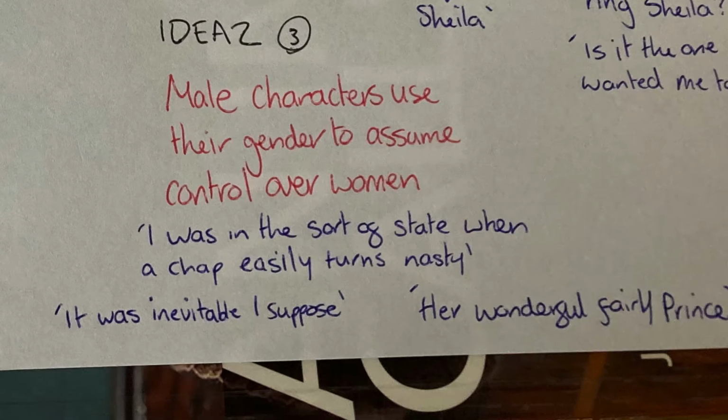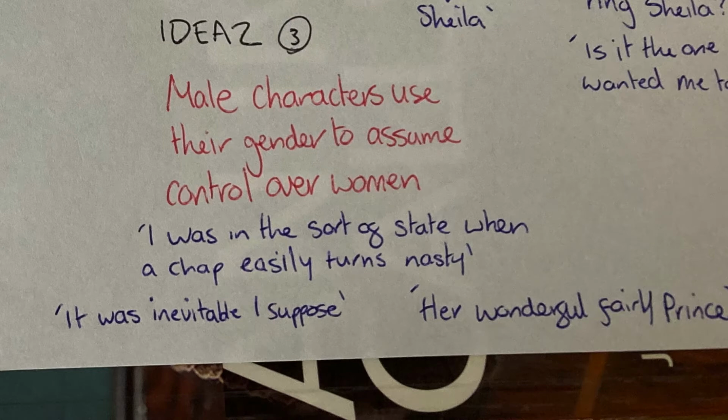Okay, my second point I'd like to consider is the idea that male characters are using their gender to assume control over women. So what we have is three male characters in particular. We have Mr. Birling in his ownership of Eva Smith in the factory. We have Gerald and Eric with their romantic and sexual behaviour towards Eva Smith in the town.